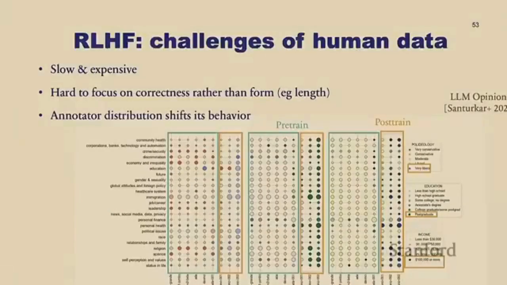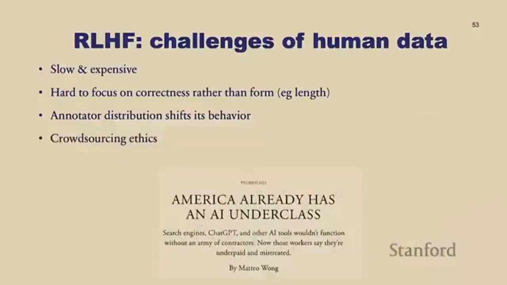Annotator distribution shift: the distribution of annotators that you use matters a lot. You have to think about what humans we even want to represent in these models. Then there is the question of crowdsourcing ethics. Usually a lot of the labeling that is done, the people who do it are not paid well, and they have to go through a lot of toxic data because you basically want the model to avoid saying toxic things. So crowdsourcing ethics too. So many challenges with human data.